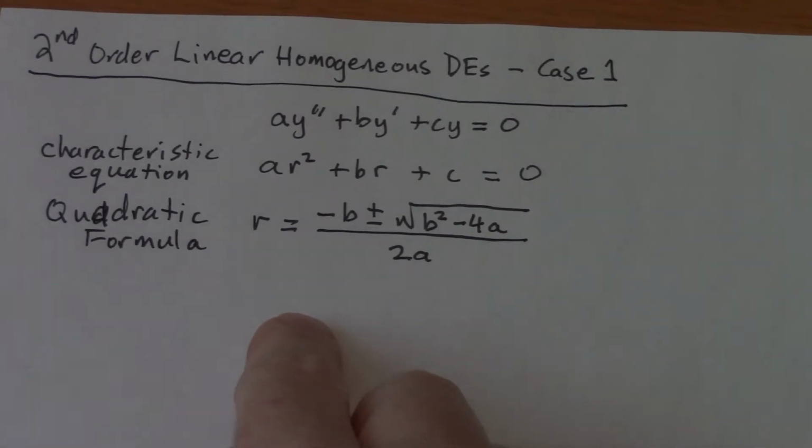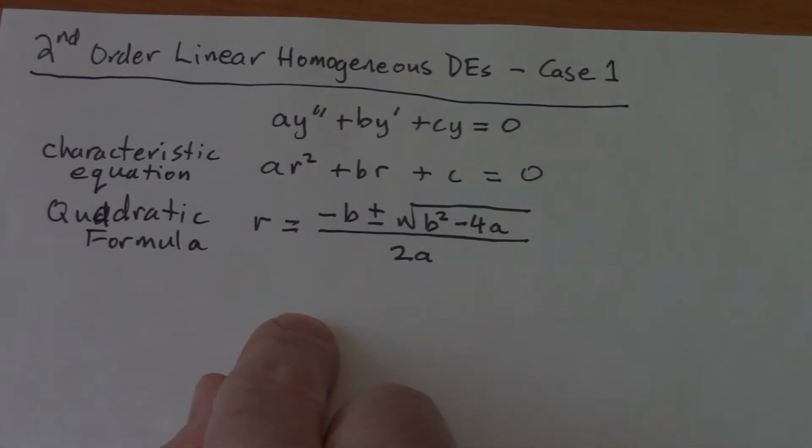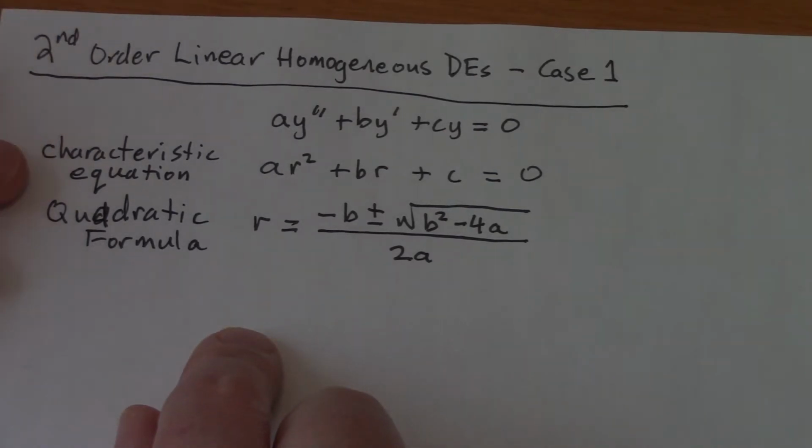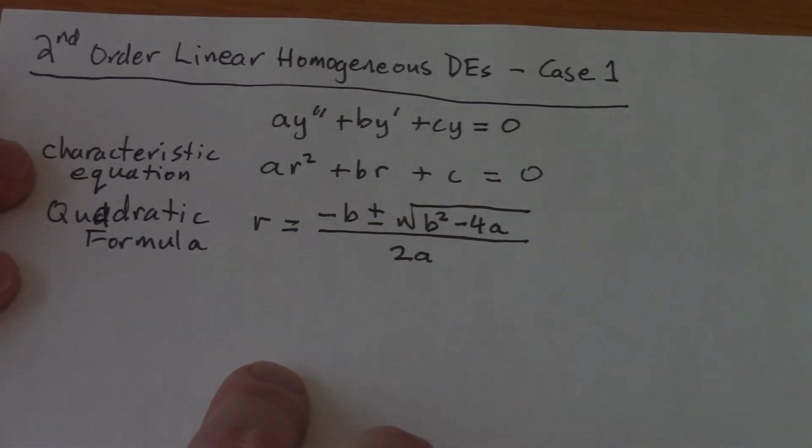Alright class, today we're going to actually solve some differential equations in this video. So we're going to look at second order linear homogeneous differential equations. This is what I refer to as case 1. Our differential equation is ay double prime plus by prime plus cy equals 0, with characteristic equation ar squared plus br plus c equals 0.